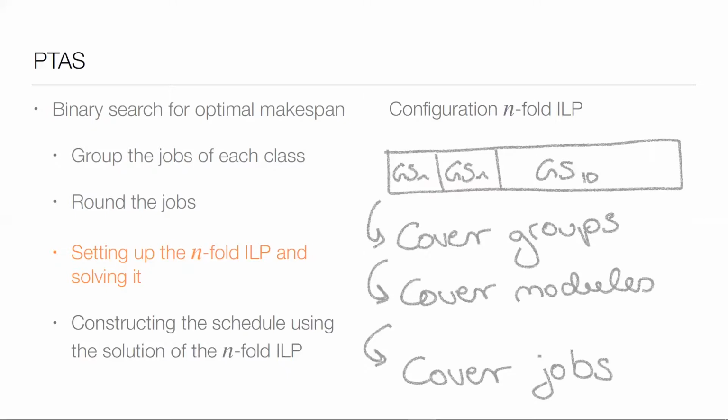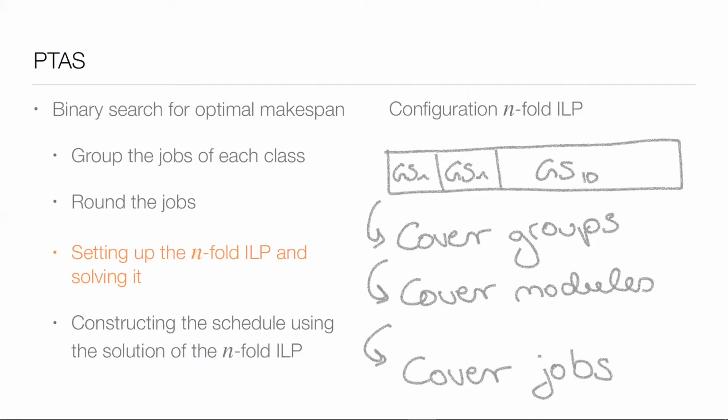So now our configurations are group sizes, so just placeholders of a certain size, and they have to cover the groups. A group, again, is only a placeholder for certain modules. The group itself is not in any way class dependent. These are really only placeholders for the modules. The modules in turn are what were configurations before. So they are processing time vectors, but only for exactly one class. And finally, we have to cover the jobs by the chosen modules.